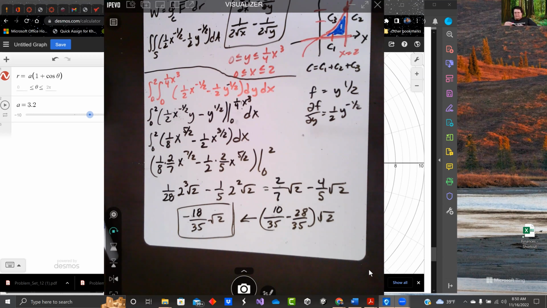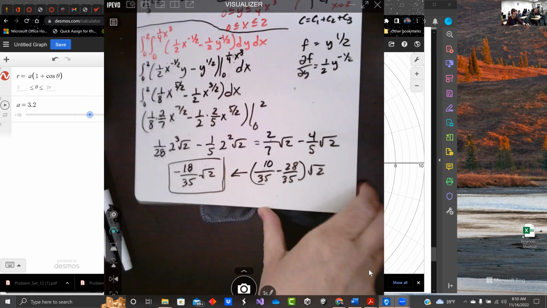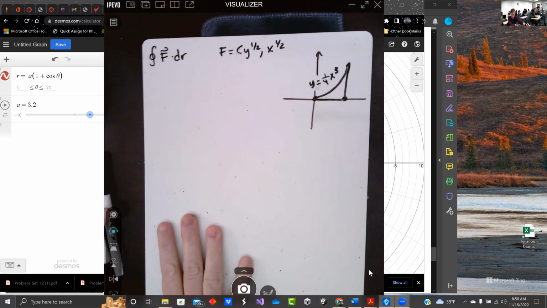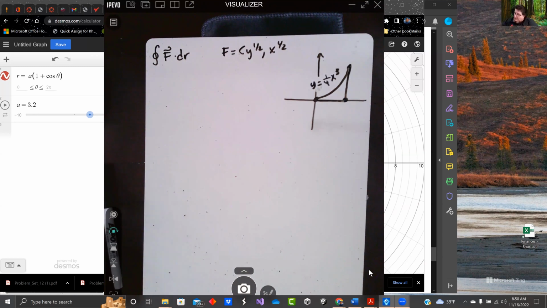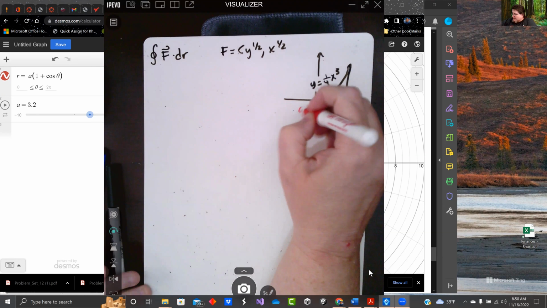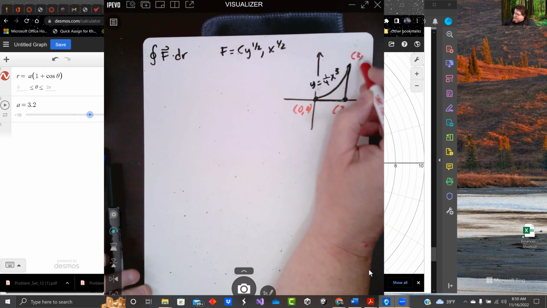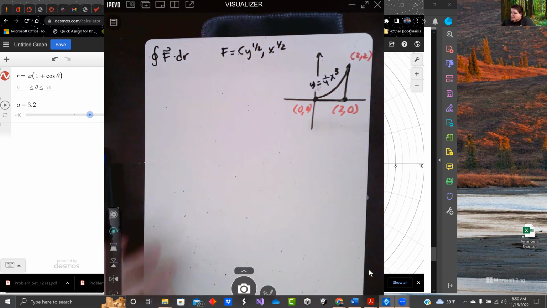All right, you guys ready to take a look at the line integral? See if we want to do it. So I redrew the picture. Let's slap on some points. We know this is the origin. That's an easy one. This was 2, 0, because that was the x equals 2 line. And this is 2, 2.